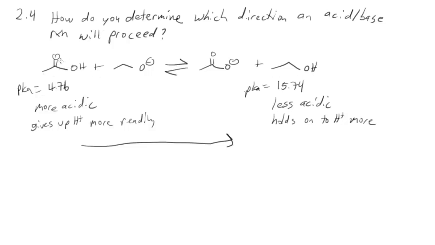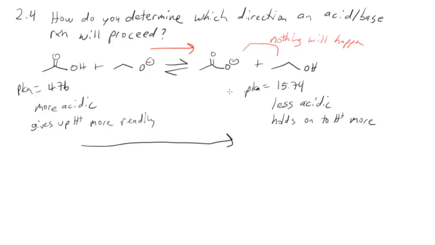So what that means is that if I mix acetic acid with ethoxide, the reaction will go this direction to form acetate and ethanol. However, if I put in ethanol and acetate together, if I mix these two, really nothing is going to happen. Because those two don't want to react.